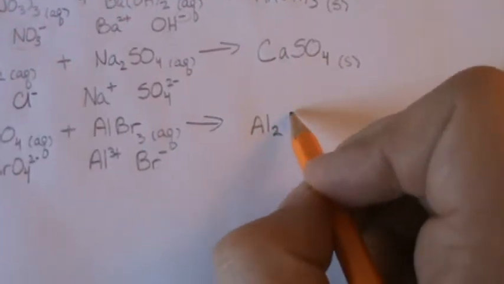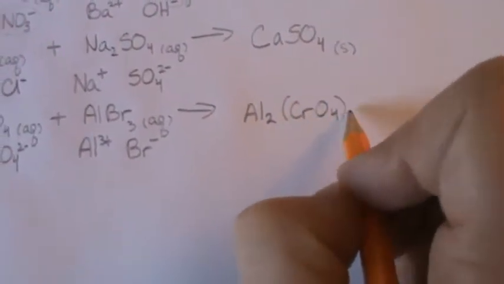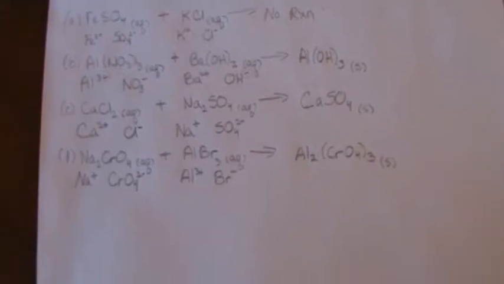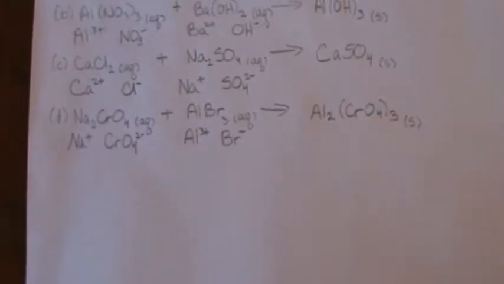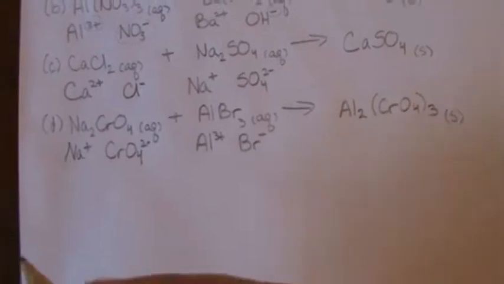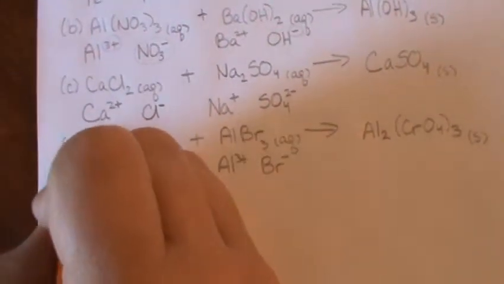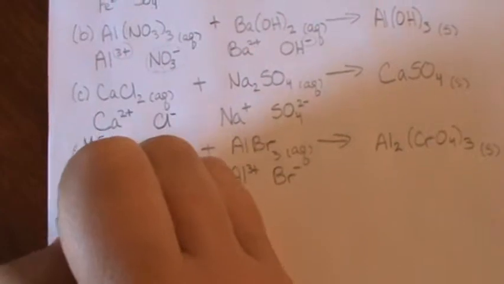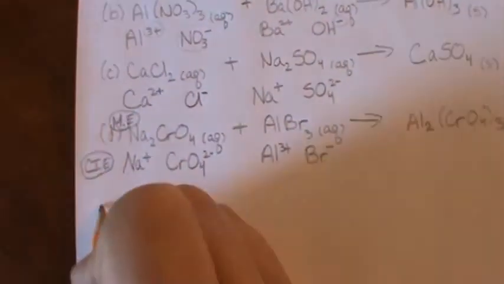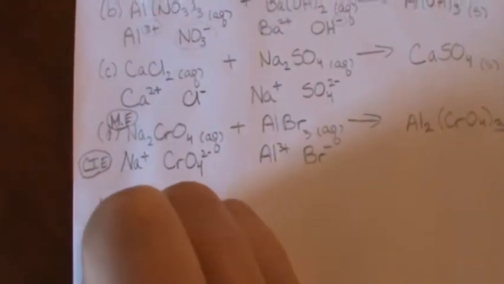So we would say Al2 CrO4 3, big compound, and that's a solid. Okay, so I promised you that I would show you some complete reactions, and we're just going to do this part from 47 with D on here. I'm just going to take what I've done here and continue it. This first one is what I often call a molecular equation. This one will be our complete ionic, and then we'll have a net ionic equation.